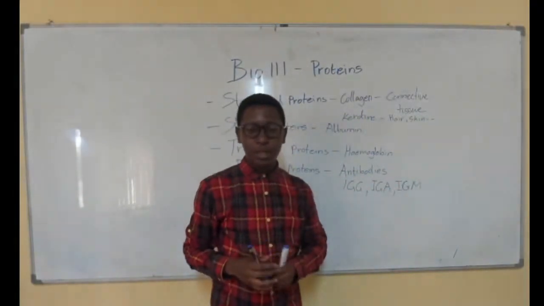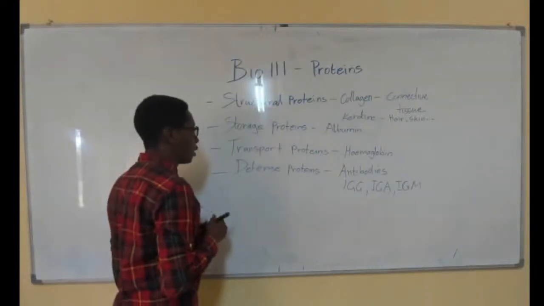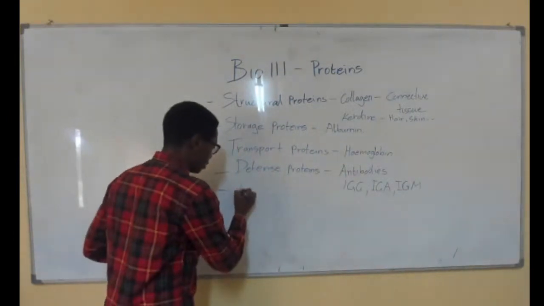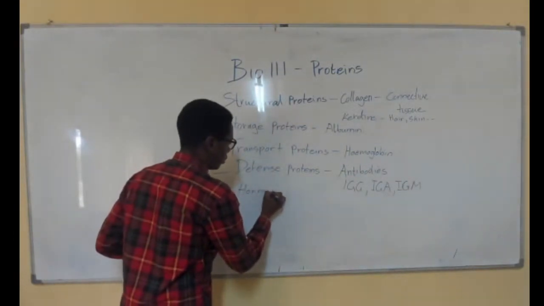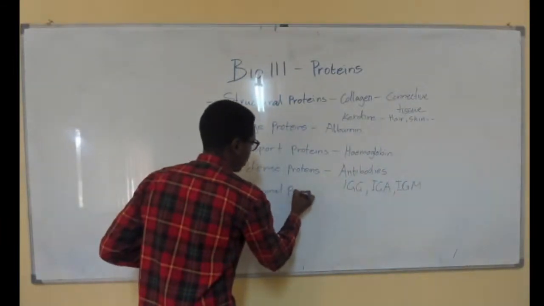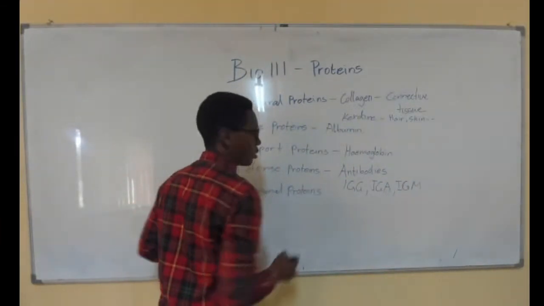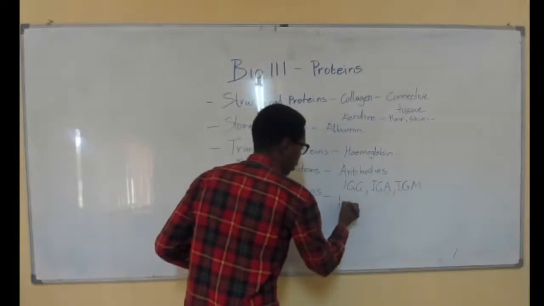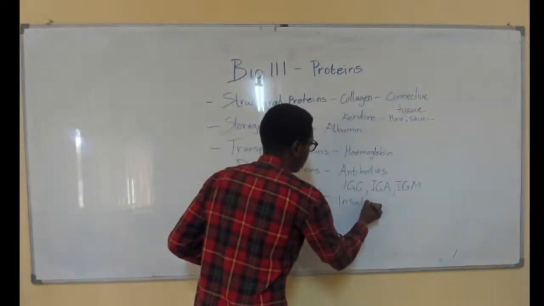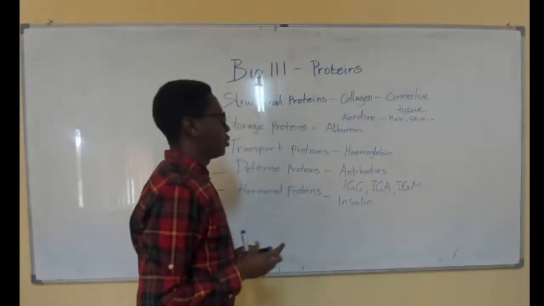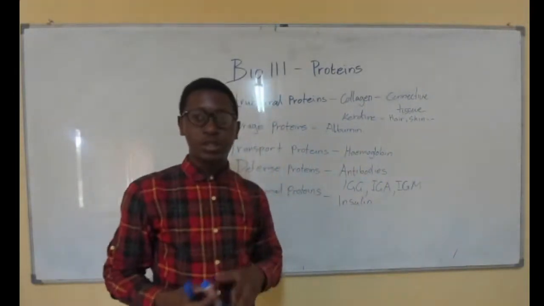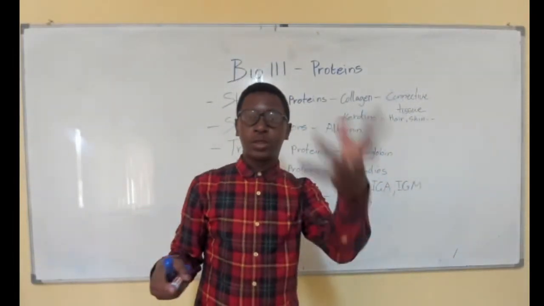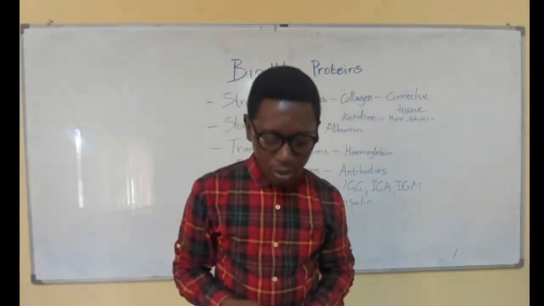Then apart from these types of proteins, we also have hormonal proteins. So hormonal proteins include insulin. So you know the function of hormonal proteins is like all other hormones, is to regulate a particular function in the body.